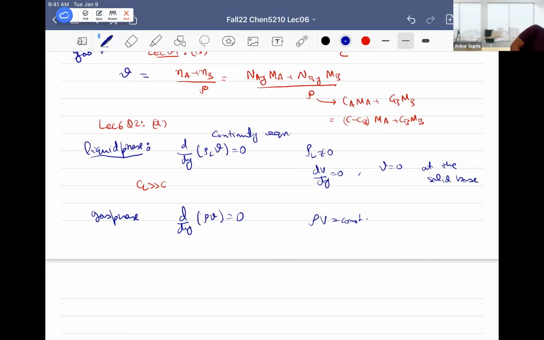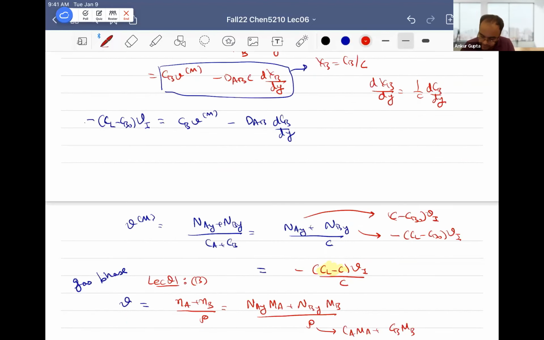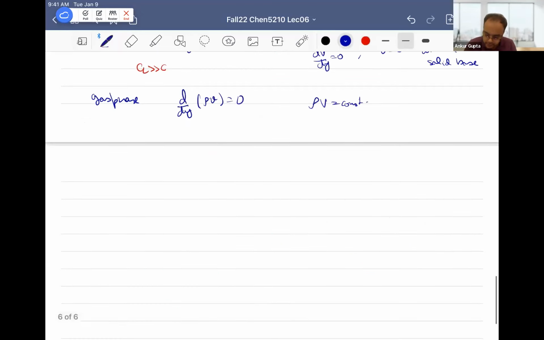Great discussion. So let's keep going. So now we have the value for Vm. We can now substitute Vm here and then solve the problem. So I'll do that now. So substitute Vm into the equation, into the governing equation.